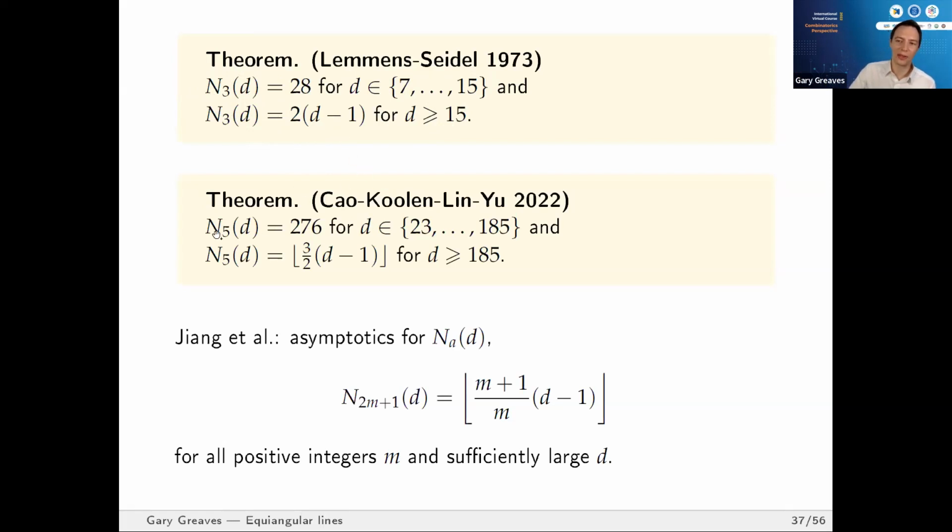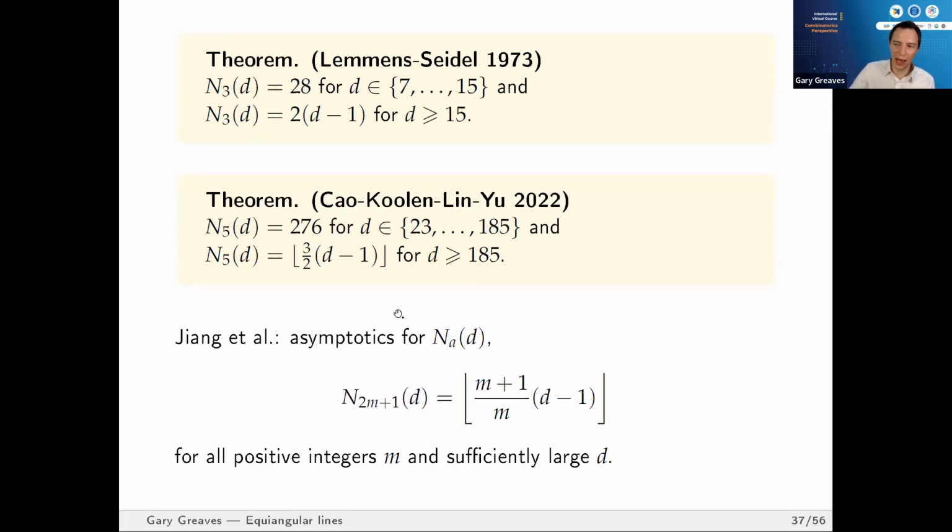And recently, this was done for the common angle 1/5. So Cao, Koolen, Lin, and Yu recently showed the same thing for 1 over alpha equal to 5. They showed that it's 276. This corresponds to the Witt design, all the way up to dimension 185, and then it becomes linear. Then you just get this floor of 3/2 d minus 1 for dimensions more than 185. So these results allow us to focus on particular angles and help us restrict our effort this way.